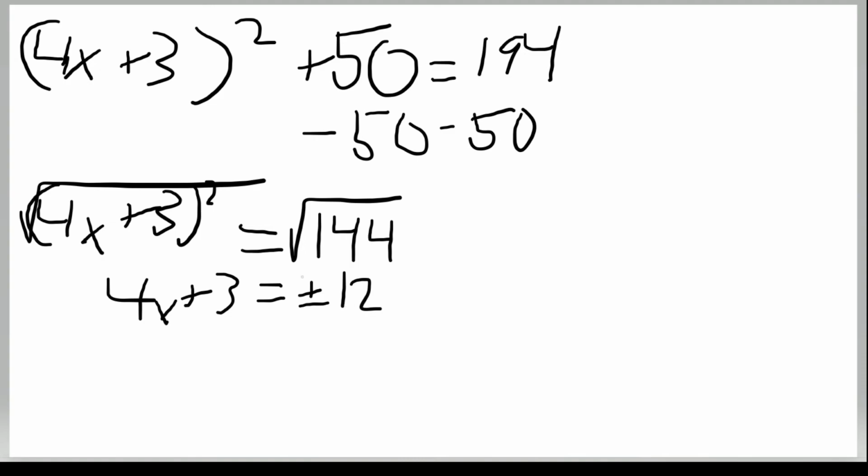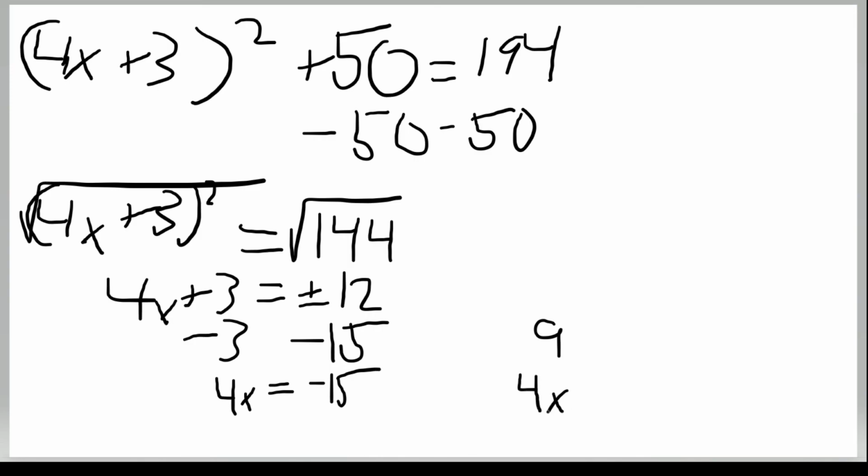Now, you can basically divvy them up where you minus 3 and have a negative 12, so it would be negative 15, or it would be a positive 12, so you'd end up with 9. So let's just put our two options. You have negative 15 and 9. So it'd be 4x equals negative 15, and 4x equals 9.